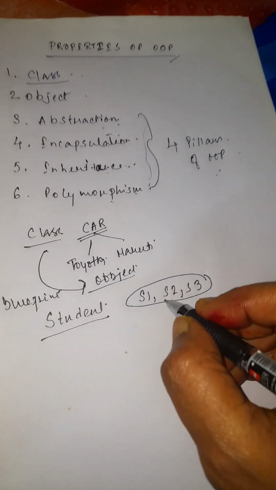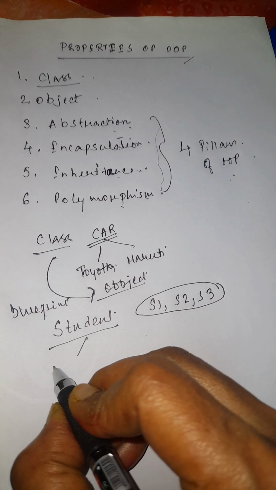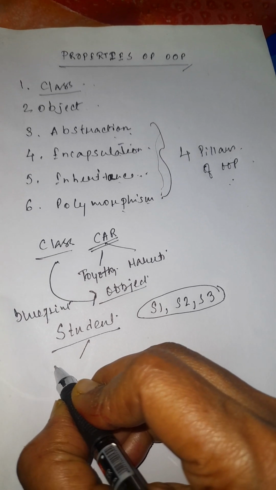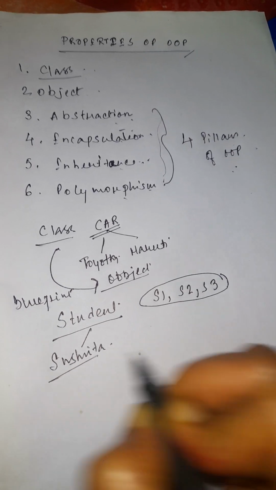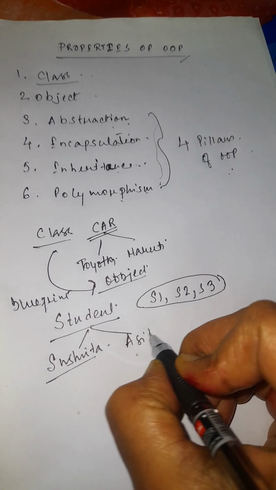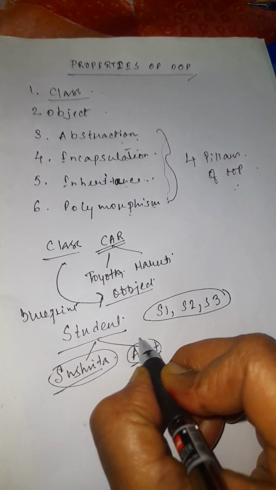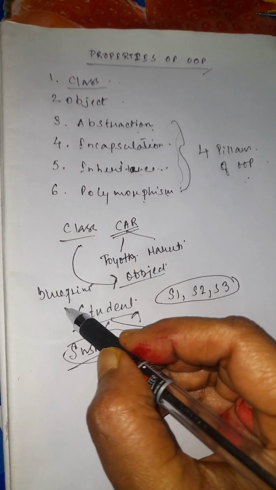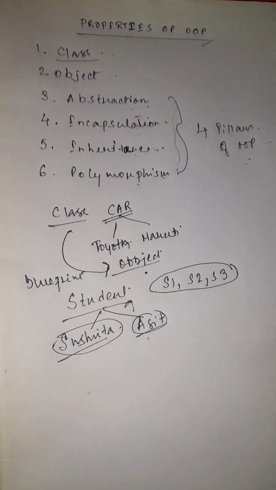Okay. You can give a real life example like this, maybe Sushmita. Sushmita is a student. Maybe one more name you can take, maybe Oshit. Oshit is one more name of a student. So they are the objects of the student class. So class is the blueprint of the object. Okay, so we know what is the class and what is the object.